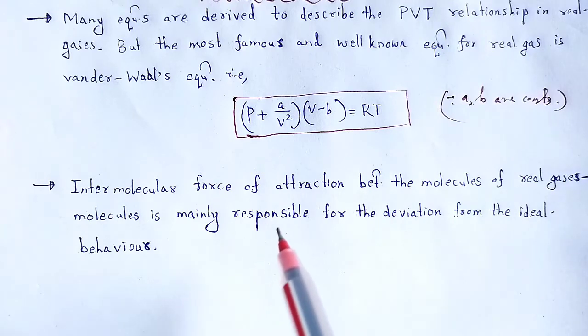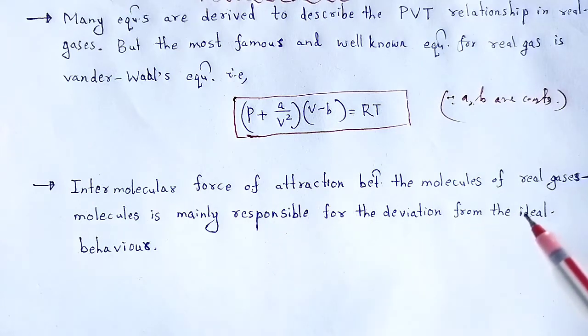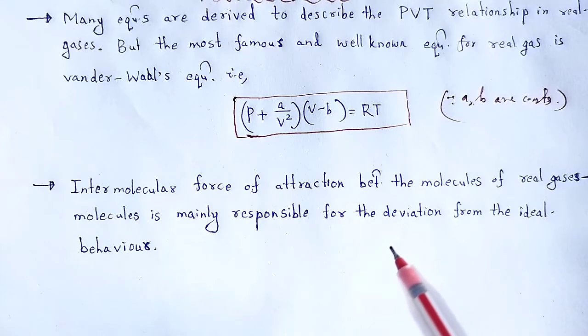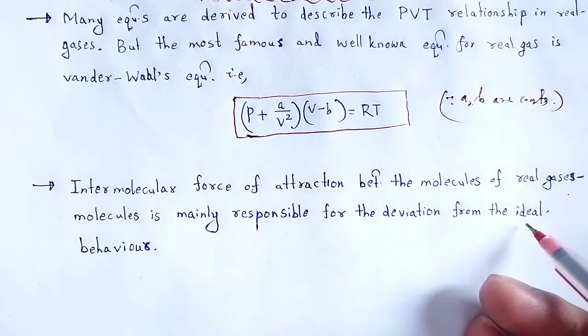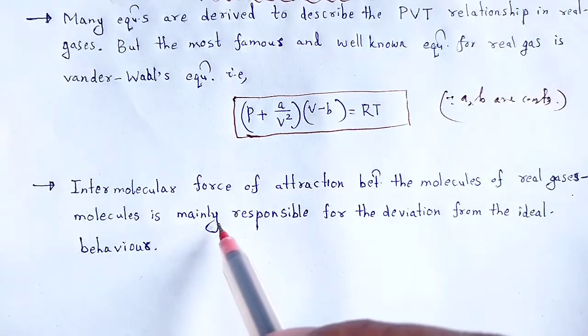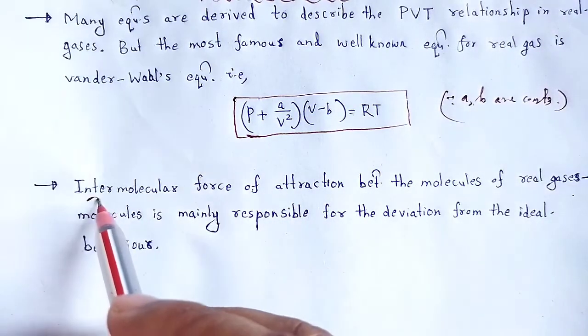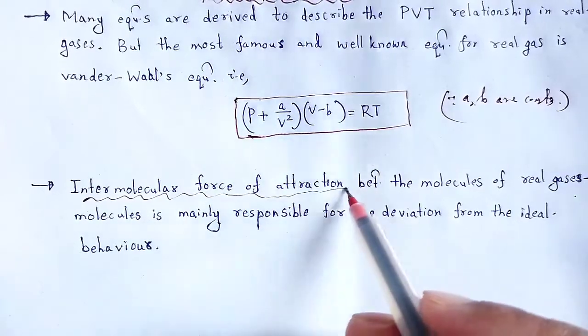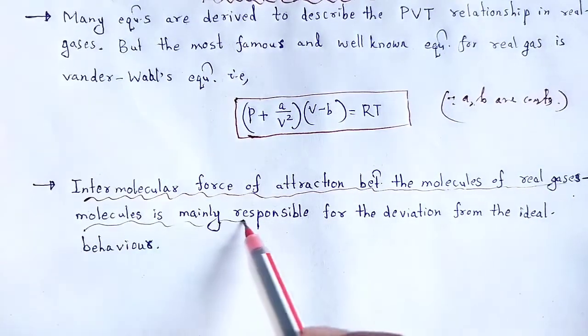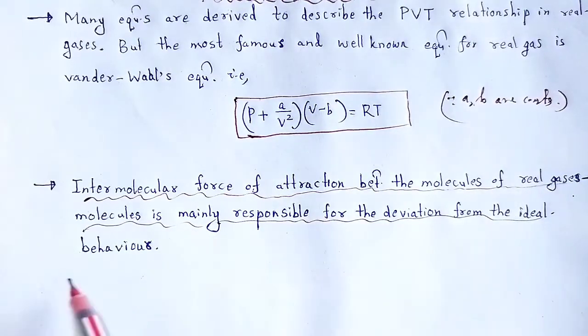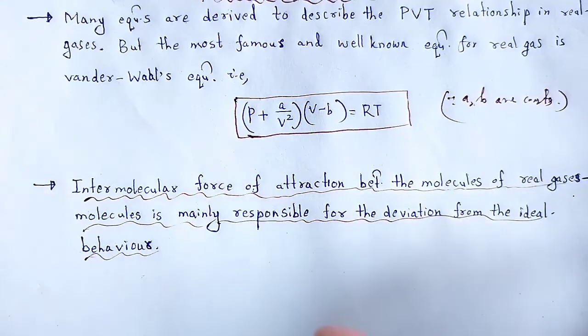The intermolecular force of attraction between the molecules of real gases is mainly responsible for the deviation from the ideal behavior. How are real gases deviated from ideal behavior? Due to the intermolecular force of attraction between the molecules of real gases. That is the main cause, intermolecular force of attraction.